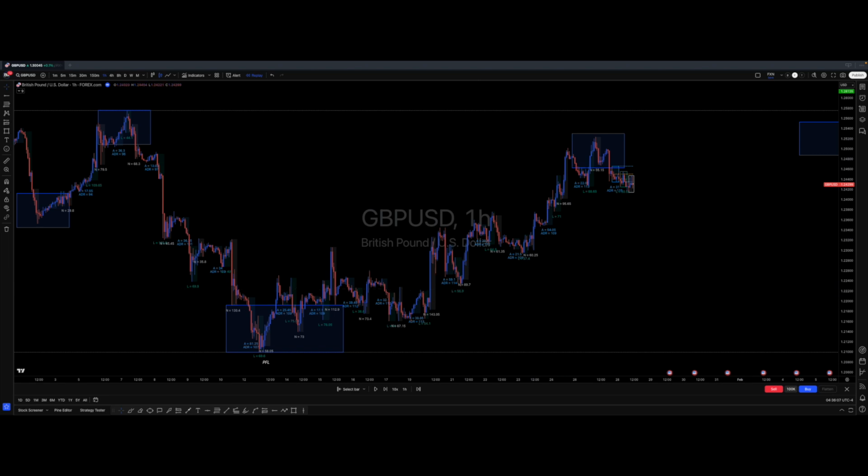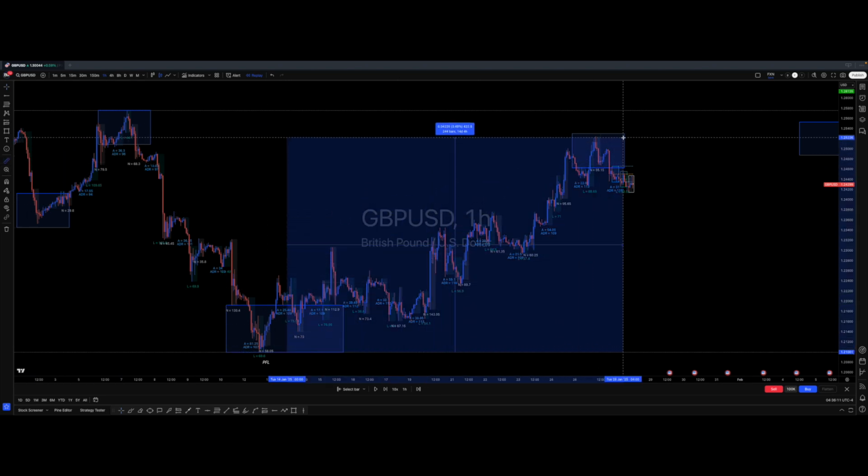Okay, so all we're going to do is measure this. And as you can see here, we're about 422 pips on this cycle. Well, clearly that's about 100 pips over, right? So if we take 422 and divide that by the average ADR, which is around 110, that gives us about 3.8 times ADR.